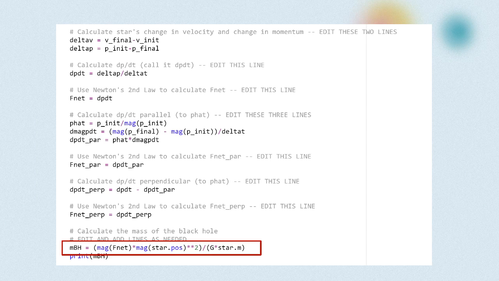We will first calculate dp over dt and set this equal to the net force. Then we will calculate dp dt parallel, although we could do the perpendicular part first. Simply subtracting either dp dt parallel or perpendicular from dp dt gives us the other part. And because F net is the same as dp dt, the parallel and perpendicular components are also equal to each other. Finally, we are able to calculate the mass of the black hole with the equation in red, using both Newton's second law and the universal law of gravitation.